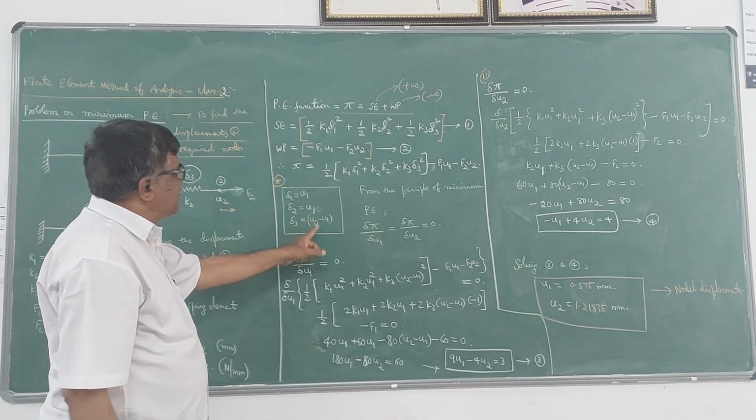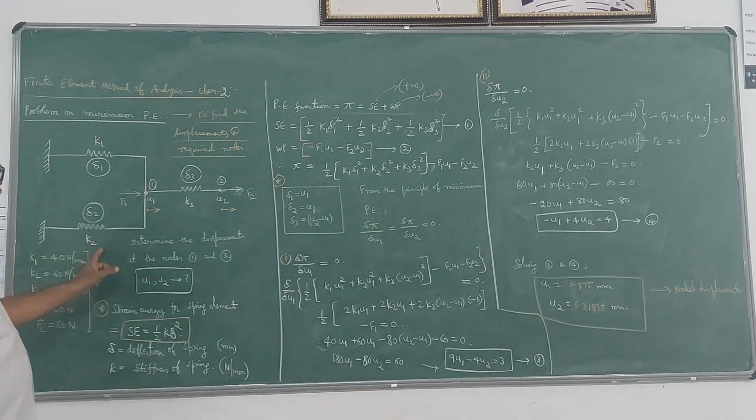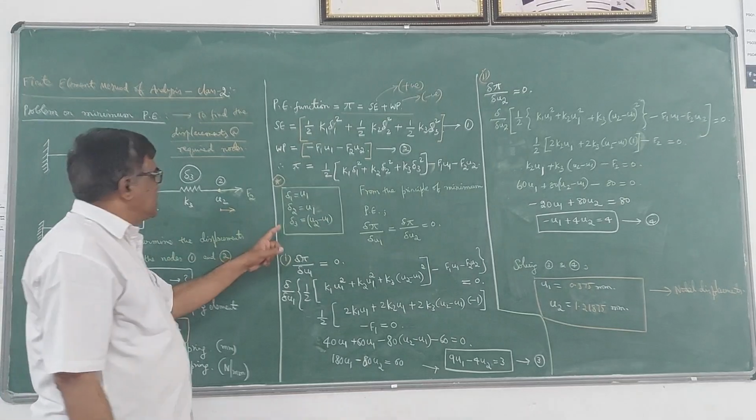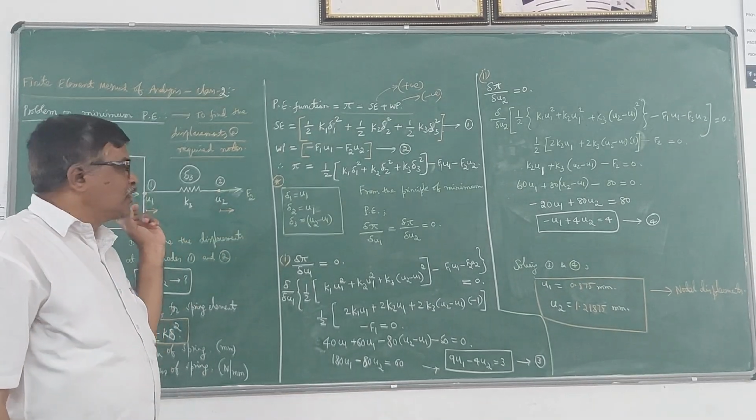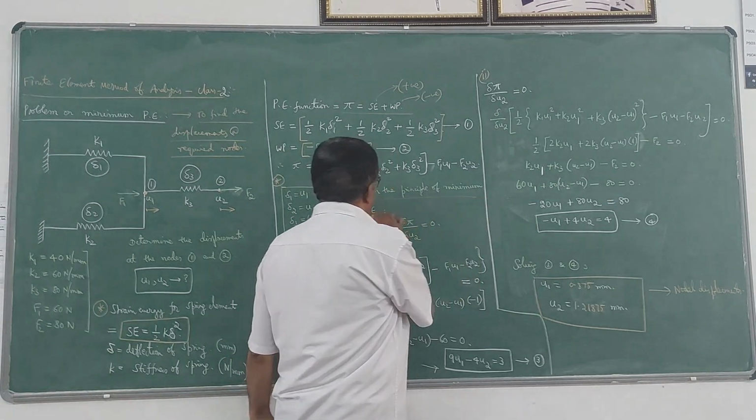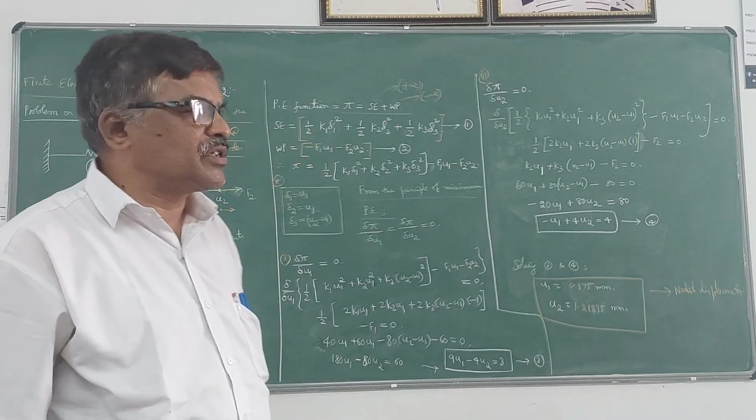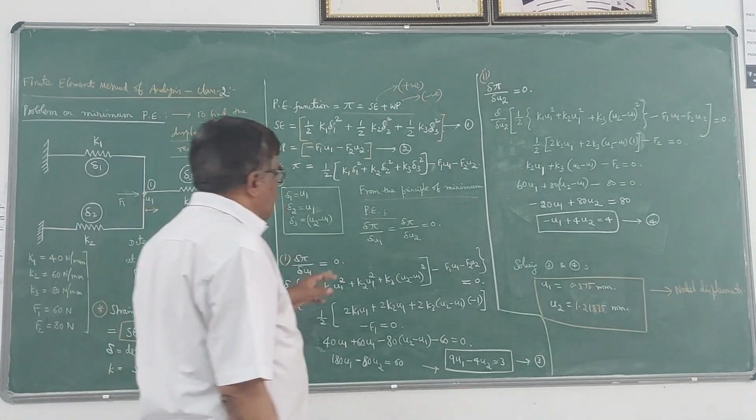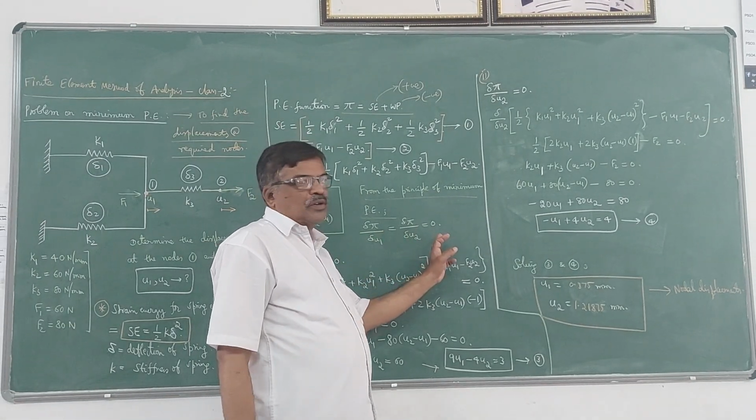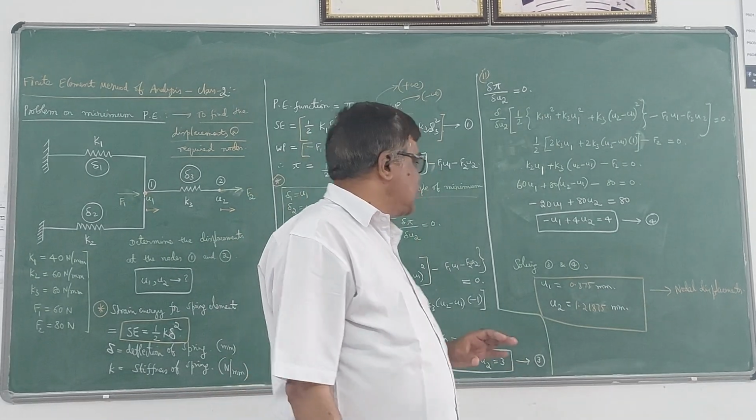So you should be very careful. Delta 1 is U1, delta 2 is also U1, but delta 3 is the difference between U1 and U2, U2 minus U1. Now from the principle of minimum potential energy, we know that the first derivative of the total potential energy with respect to the nodal displacement should be equal to 0. So that is the concept of minimum potential energy.